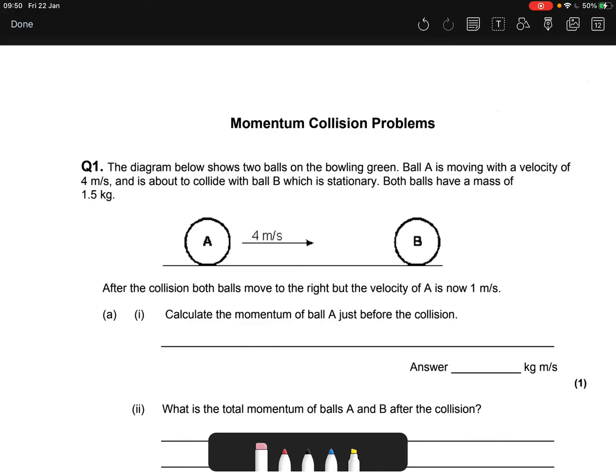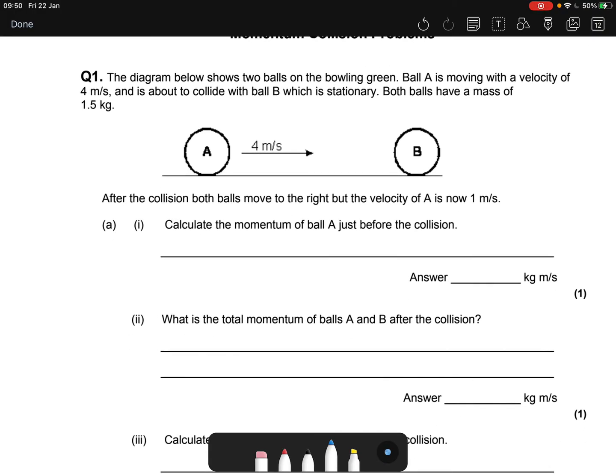So, question one. We have two balls on a bowling green. Ball A is moving at a velocity of 4 meters per second. Both balls have a mass of 1.5 kilograms. Calculate the momentum of the ball before the collision. I'm using the equation momentum equals mass times velocity. So 1.5 times 4 equals 6. So I've got 6 kilogram meters per second.